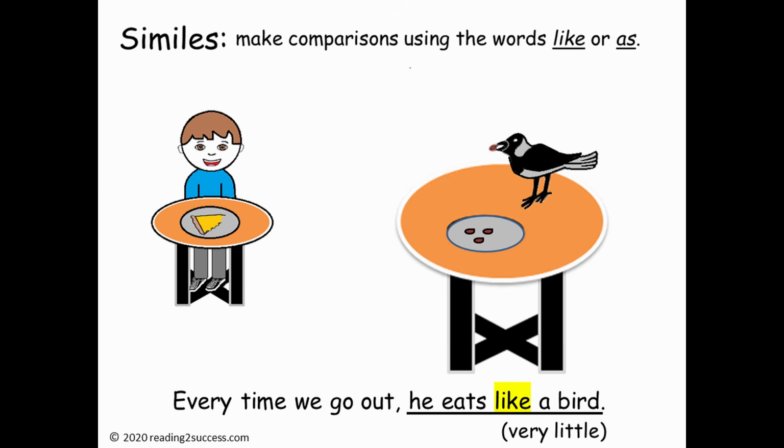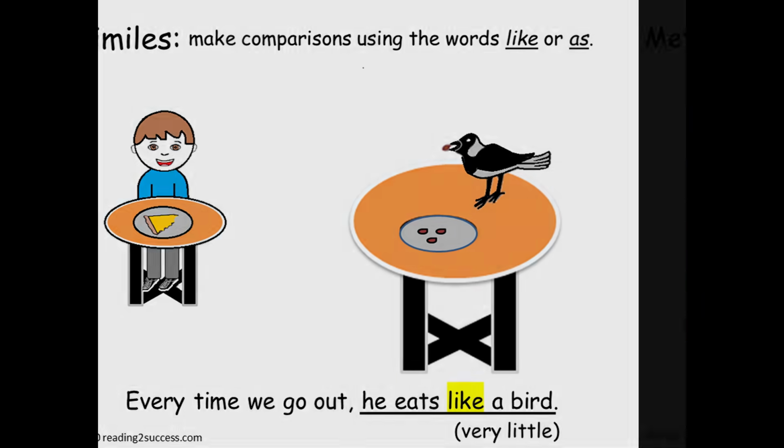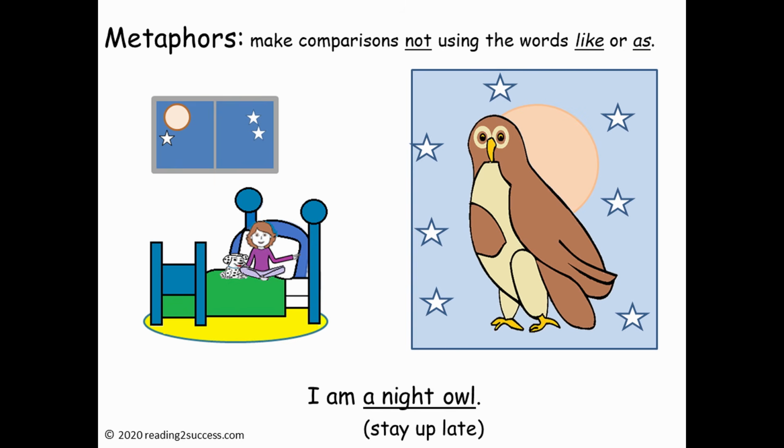The 4 types of figurative language are introduced to kids one at a time, beginning with similes. The word like in this example is used to compare how the boy eats like a bird, meaning that they both eat very little. Next, metaphors are introduced. They make comparisons not using the words like or as. Our example, I am a night owl, means I stay up late.